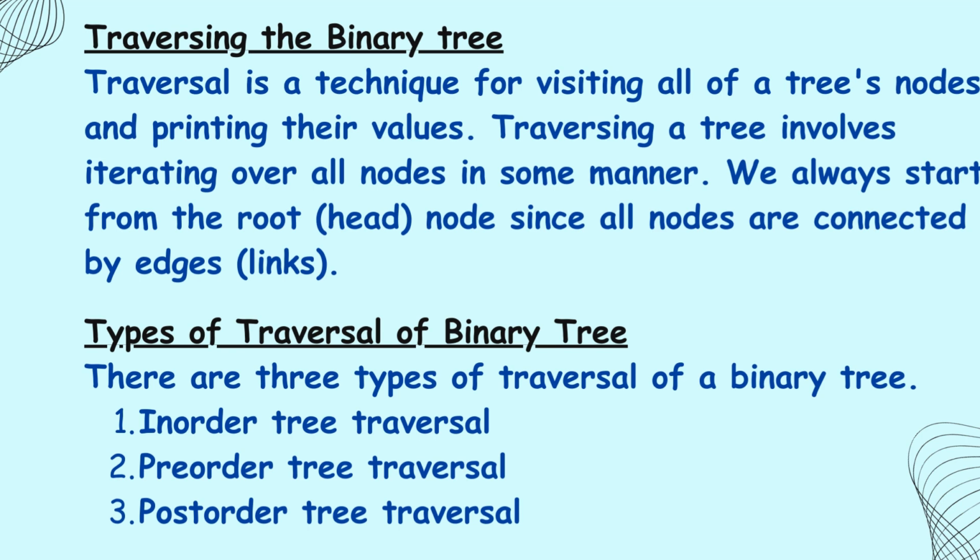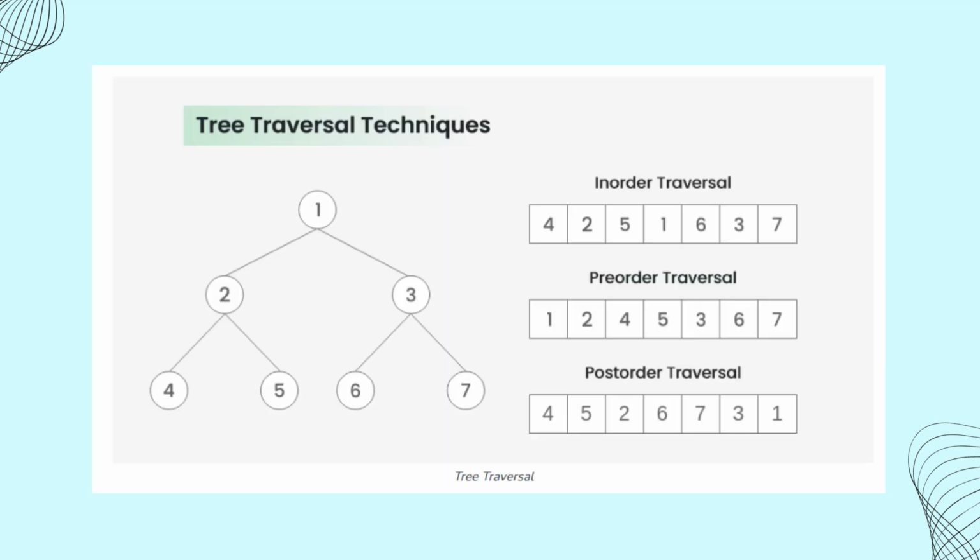Types of traversal of binary tree. There are 3 types of traversal of a binary tree: in-order tree traversal, pre-order tree traversal, post-order tree traversal. The diagrammatic representation is as follows.